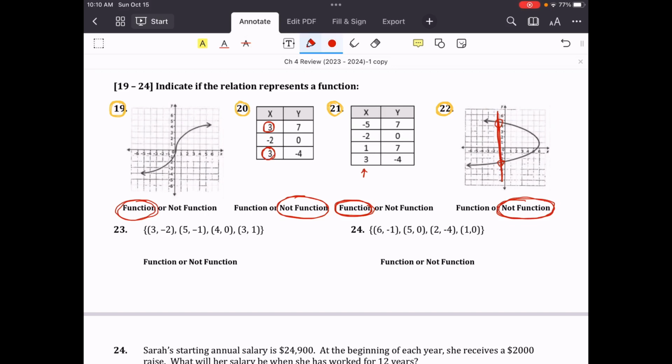And then instead of a table or a graph, we look at a set notation here. As we look at this, we're looking at the domain values, and we see that 3 is used twice. 3 goes to -2 and 3 goes to 1. Those are different outputs. So in this case, this is not a function. I'm going to do 24 real quick. We look at our domains. All of the domain values are used once. So we should be pretty good, and this is a function.